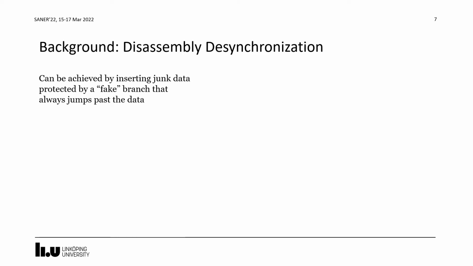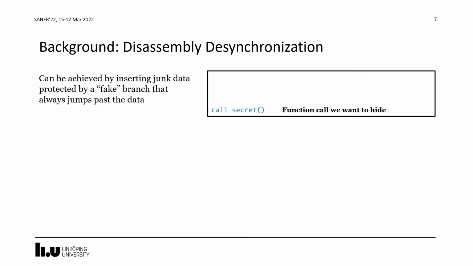Typically, the technique is implemented by inserting junk data into a binary protected by a fake branch that will always jump past this junk data during runtime. So if we wanted to, for example, hide the call to this secret function here, we would first insert a piece of junk data, in this case 1 byte with the value EB hexadecimal, just prior to the instruction or instructions we wanted to hide.